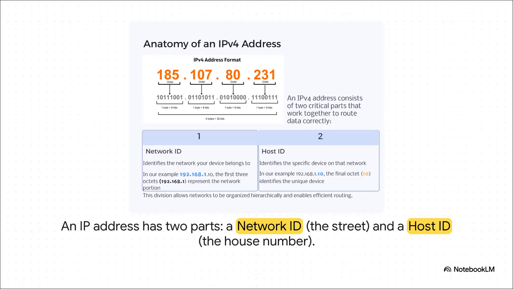But here's the cool part. An IP address isn't just a random string of numbers. It actually has two parts that work together. The first part is the network ID. You can think of this as the name of the street your pharmacy is on. It tells everybody, hey, this device belongs to the Main Street Pharmacy Network. The second part is the host ID, and that's like the specific house number on that street. It points to your specific computer or the server or the printer.